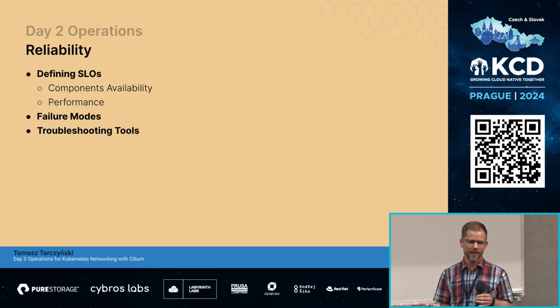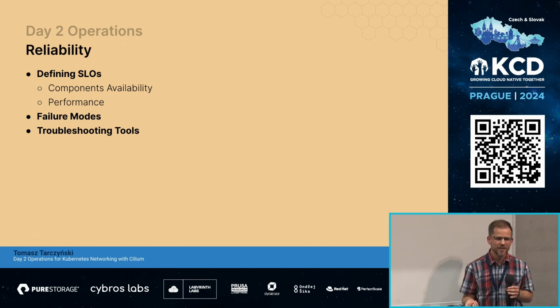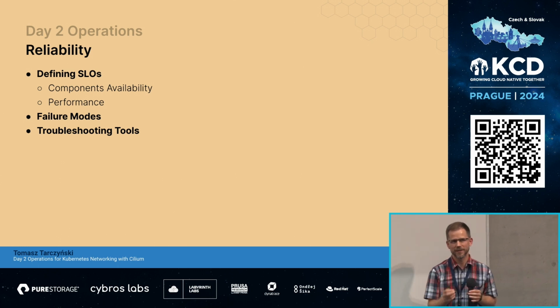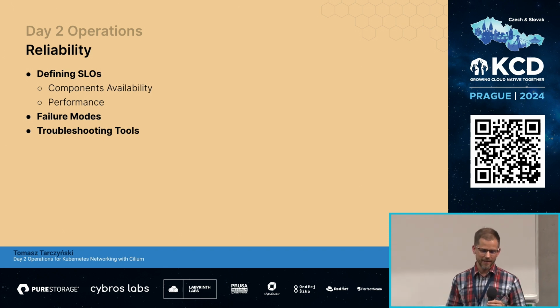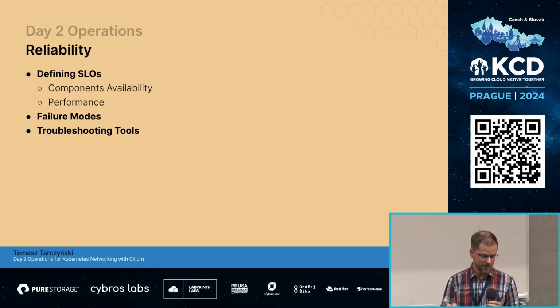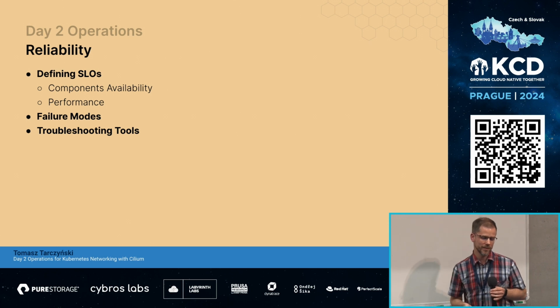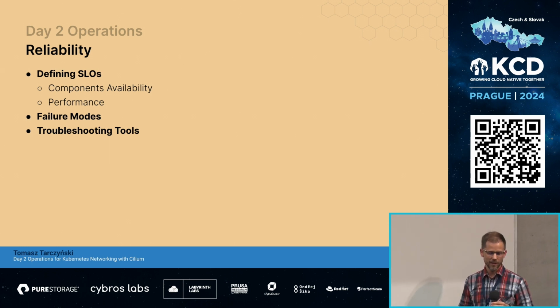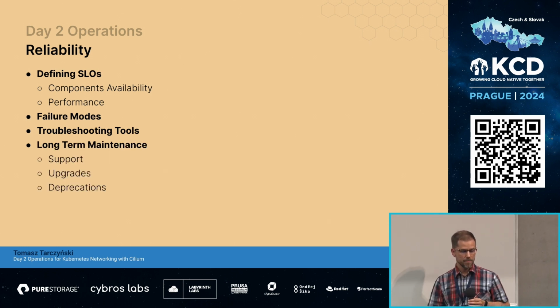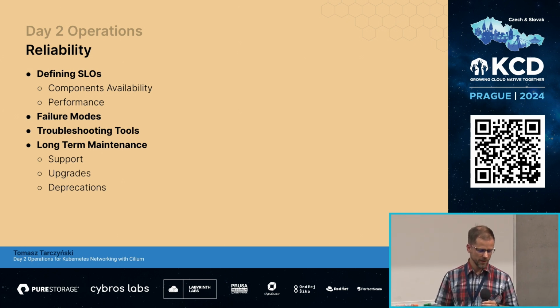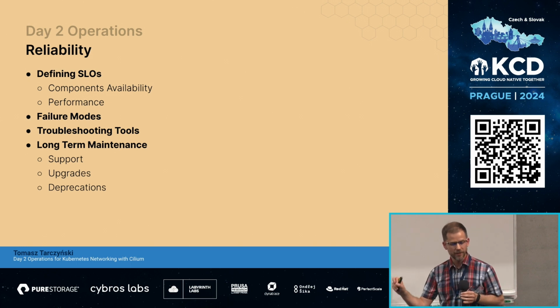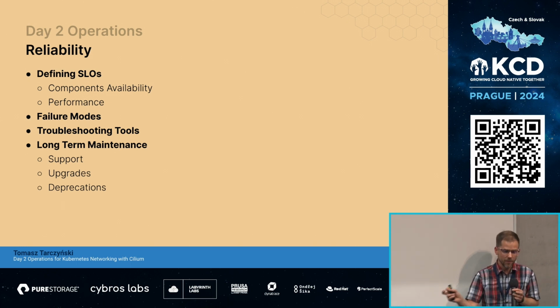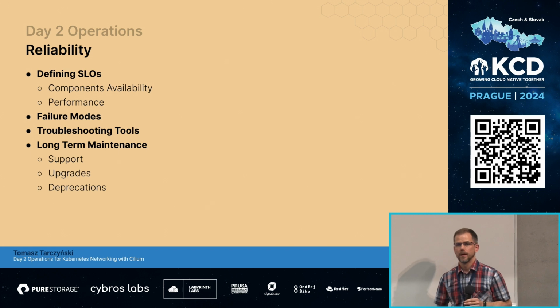Looking at a TCP dump in Wireshark, it doesn't help you much because those IP addresses don't make much sense. You can't easily know which IP is which application. And then planning for long-term maintenance. What kind of support do you need for all those components in your network?